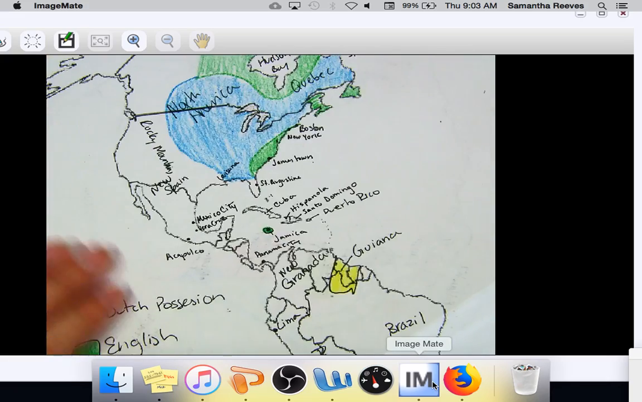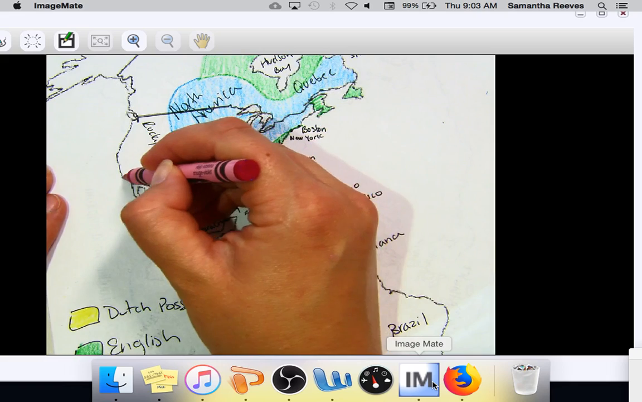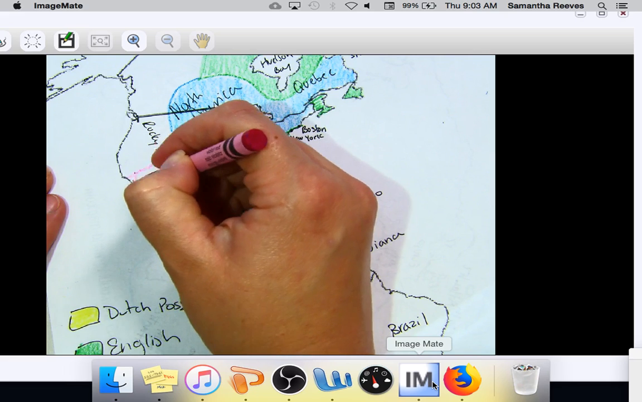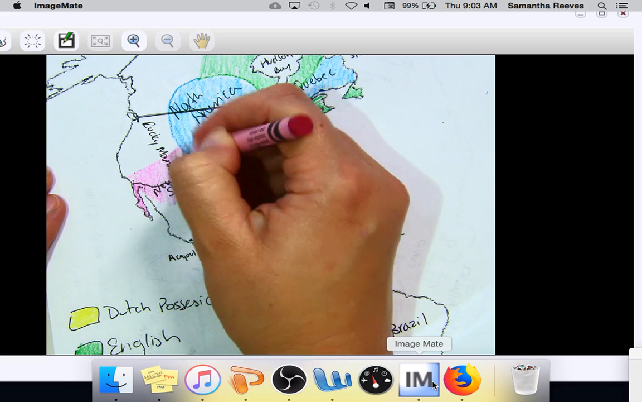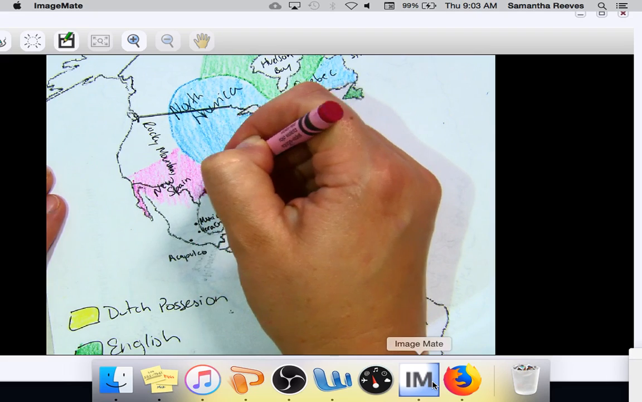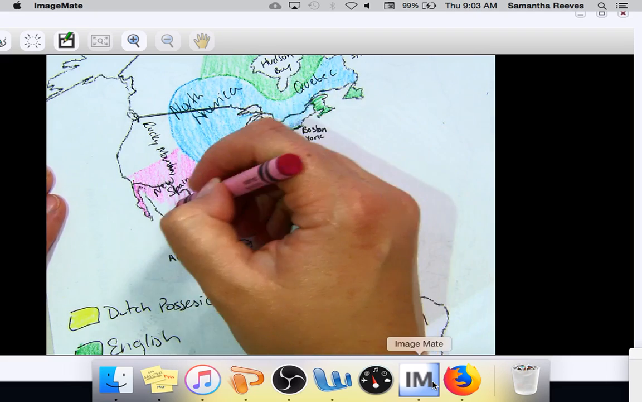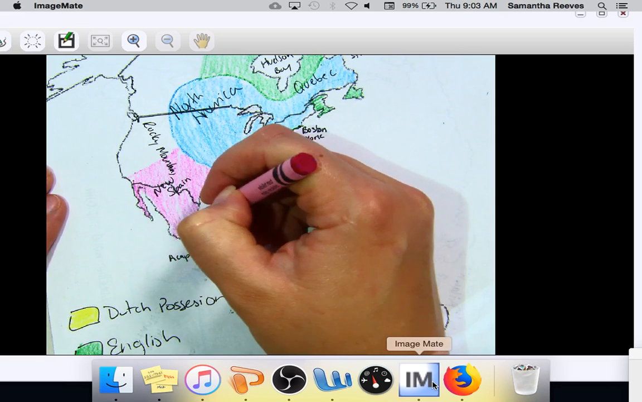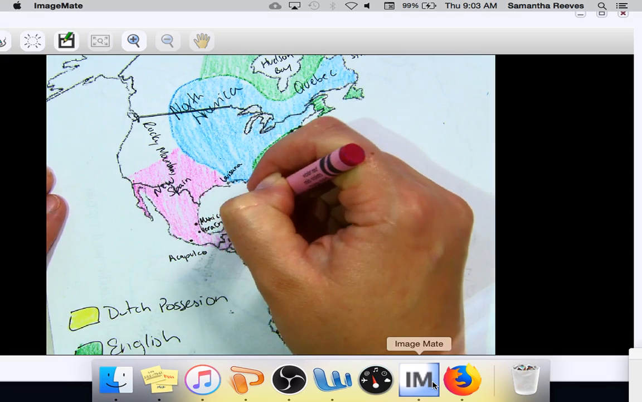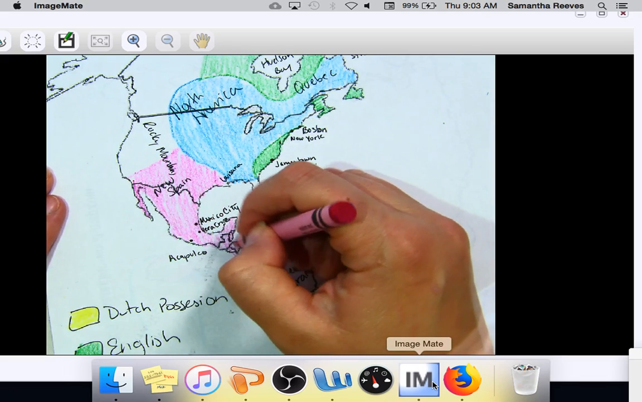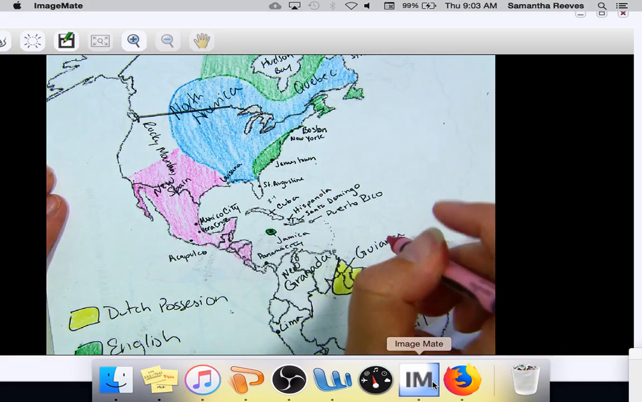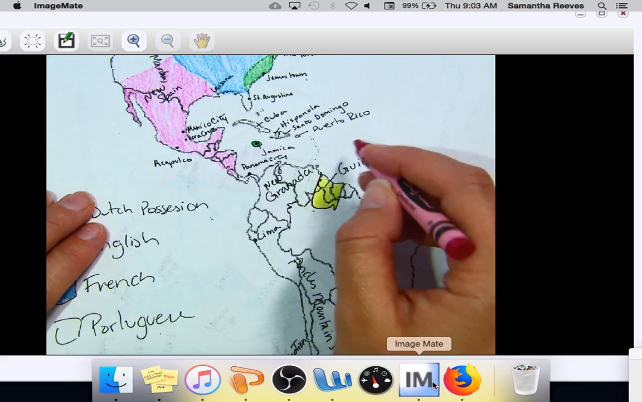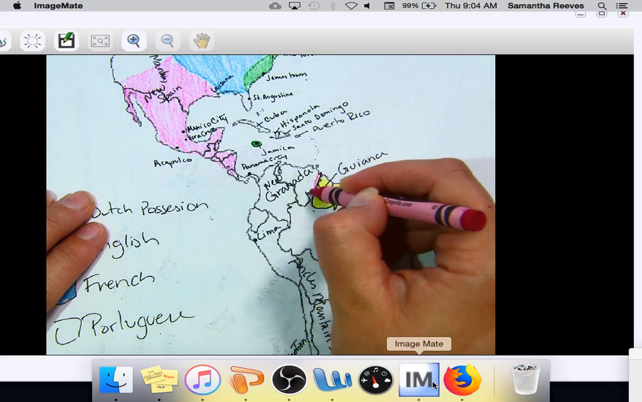Spanish. Okay. They are going to control all of this territory. Now, keep in mind, the Spanish are the first ones here. As we know, Christopher Columbus is the first one to land. They're going to be the first ones to really start conquering large territories. Okay? They are also the first ones to find gold. Pretty much the only ones. Because no one's going to find gold in North America until they reach California in the 1800s. And then that's going to change a lot of things.